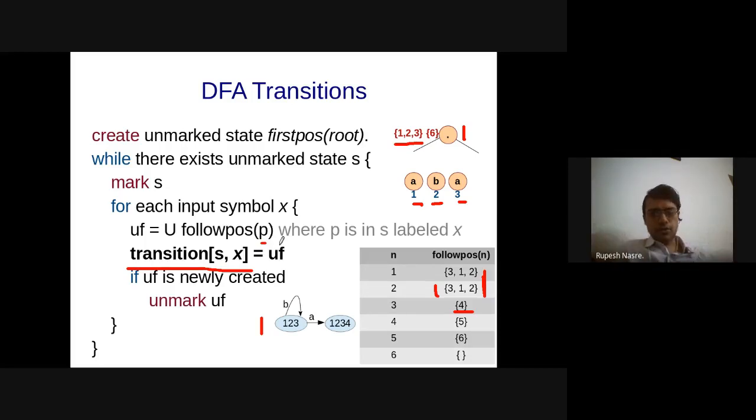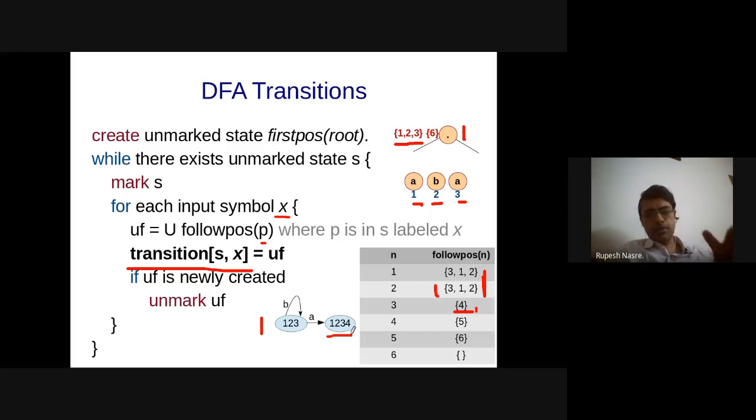So this state is being represented with the nodes 1, 2, and 3. For each of these nodes, we find out which of these are representing the symbol X. Currently we are going through symbol A, then symbol B in this for loop. So for A, whichever are the nodes in the previous syntax tree which are marked as A, those I will consider. So in this case 1 and 3, and 1 and 3's followpos are 1, 2, 3 followed by 4, and therefore the union of that is going to be 1, 2, 3, 4. That is what we will create as a new state.